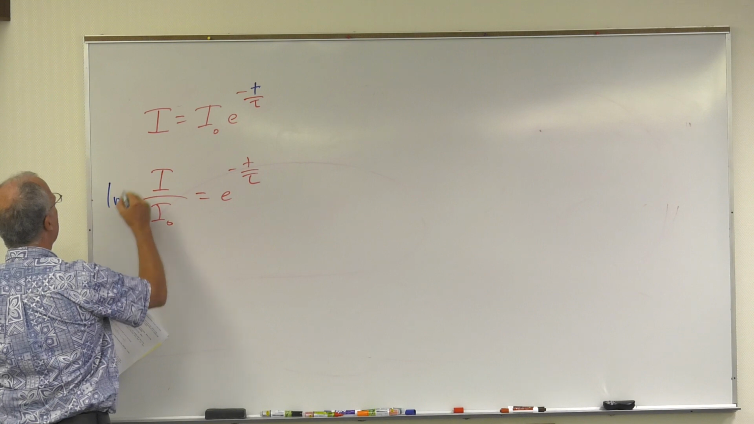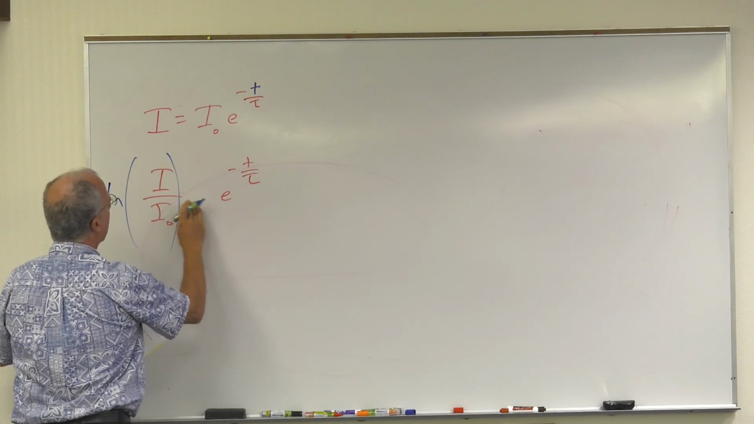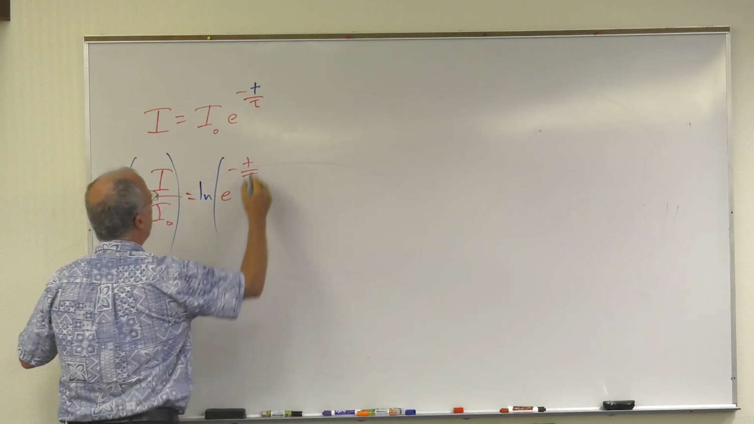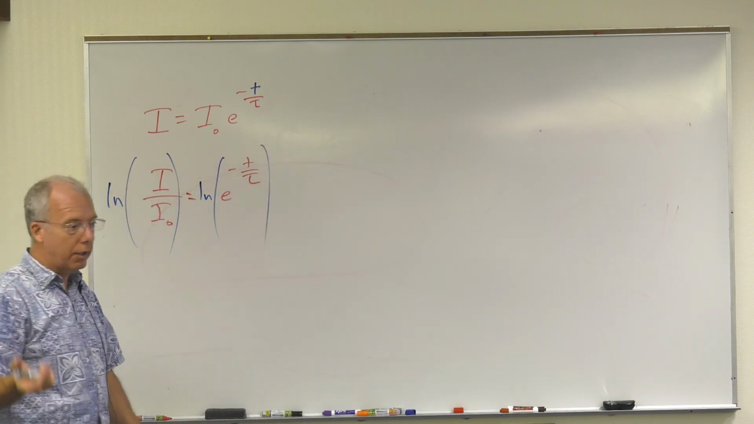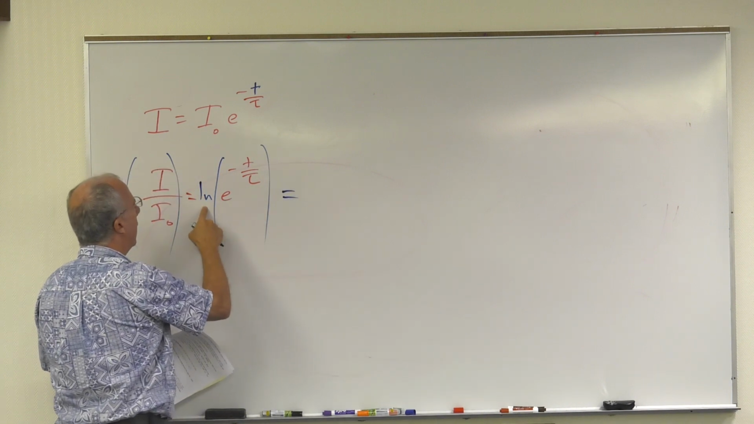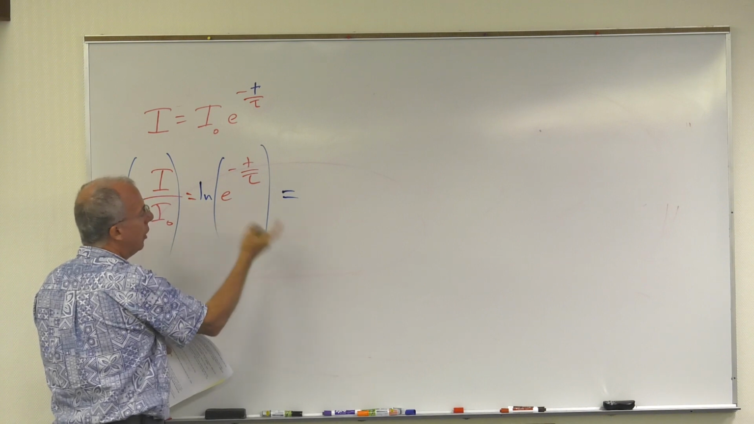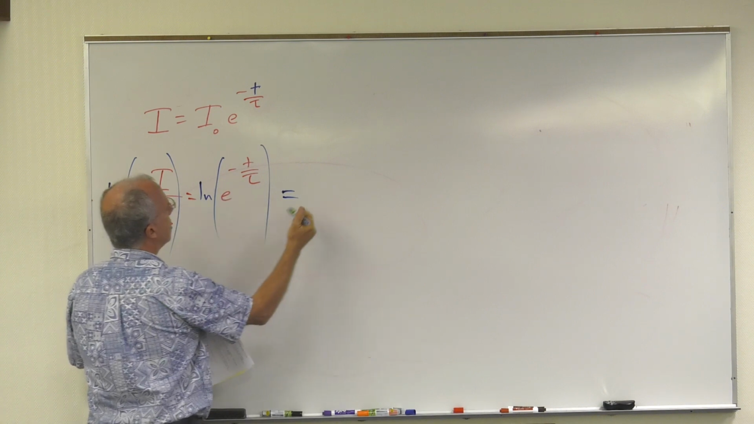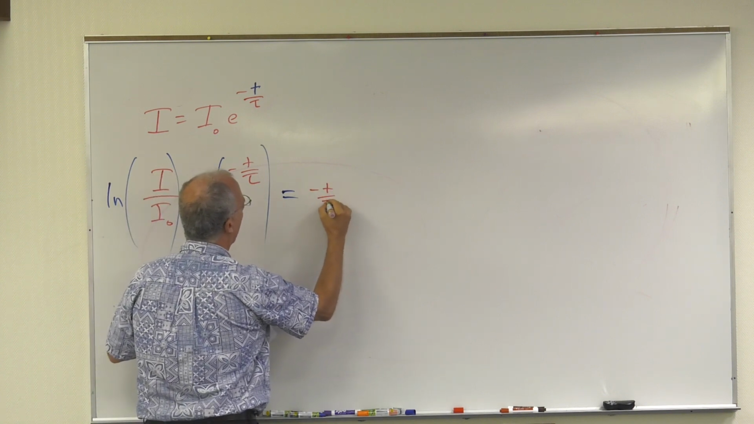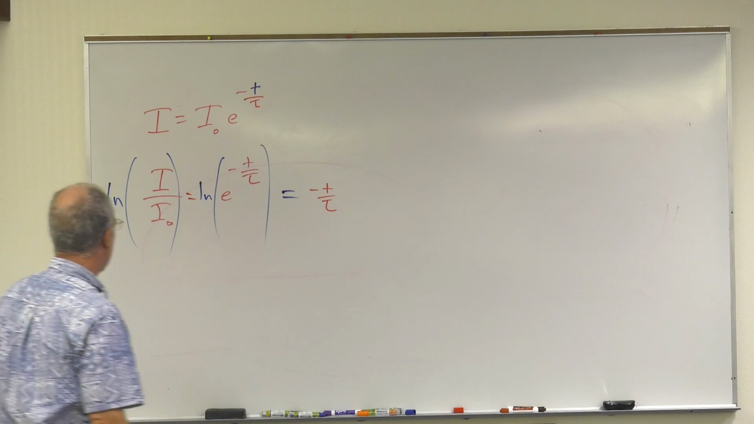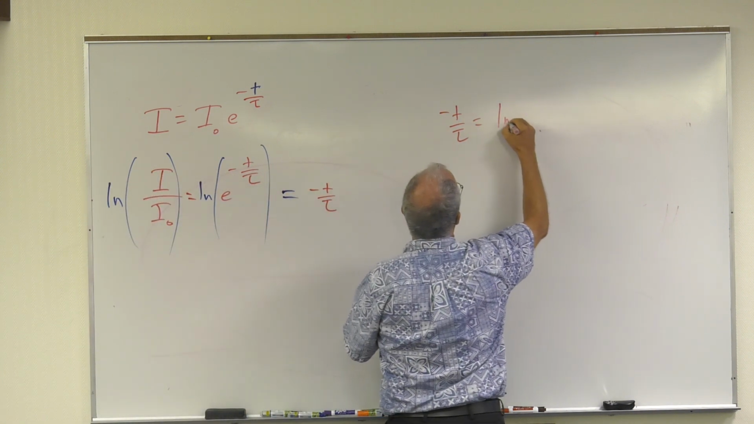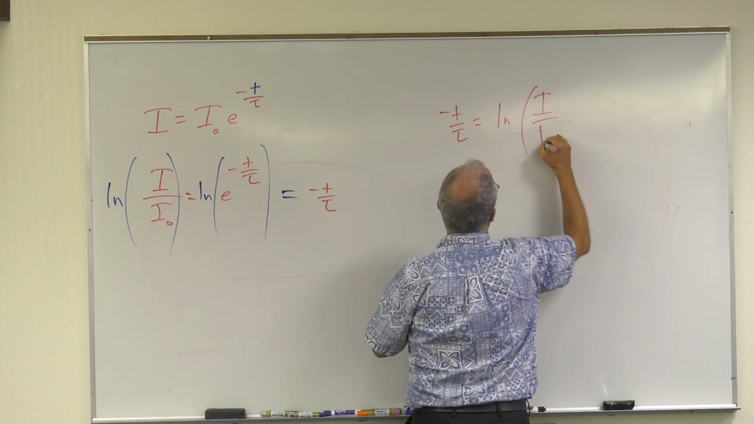So take the natural log of this side, and you take the natural log of that side, right? If you do something to one side of an equation, you've got to do the same thing to the other side. Hopefully you remember that ln and e are inverse functions. They undo each other. So ln of this is just minus t over tau. So we have minus t over tau equals ln I over I0.